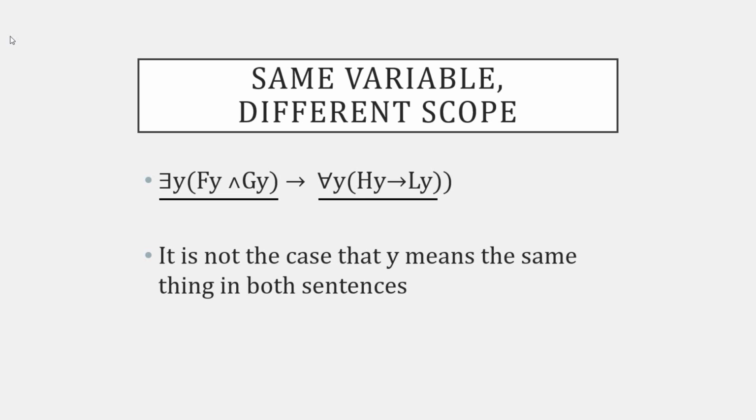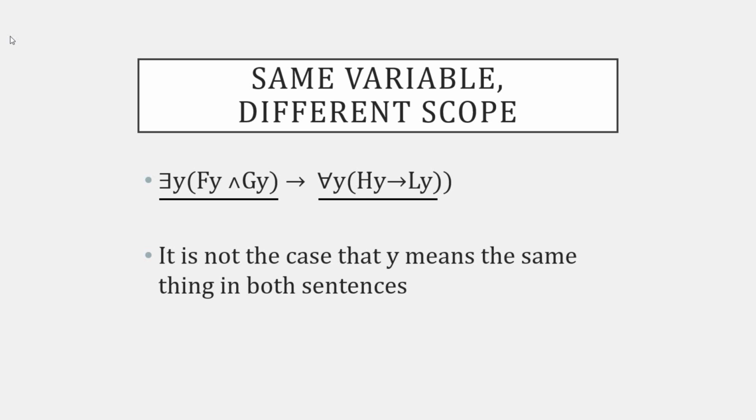Okay. So there exists a y such that fy and gy. The scope of that first quantifier is whatever comes after the brackets, just like we've discussed. Now, we've introduced another quantifier in the right-hand side of that conditional. We say for all y, if hy, then ly. Now, the trick here is that it doesn't have to be the same y. We're not necessarily talking about the same thing here, right?